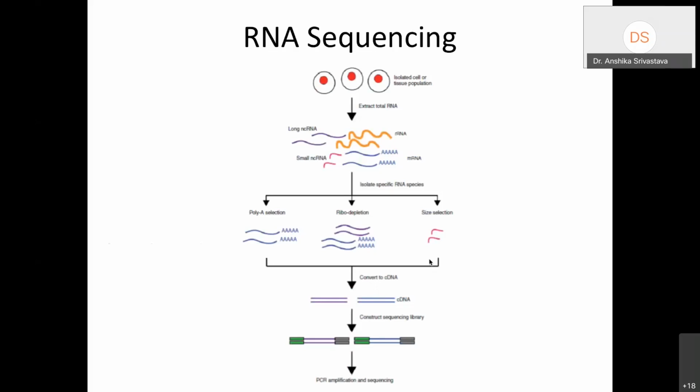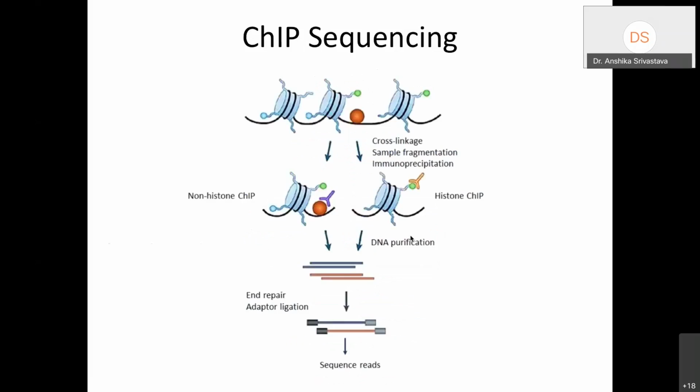So you would undergo library preparation based on the specific library type you want in your experiment, and then you convert it to cDNA, and then you construct the sequencing library, followed by PCR amplification and sequencing.